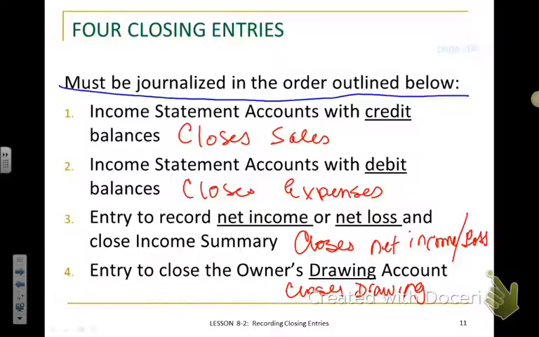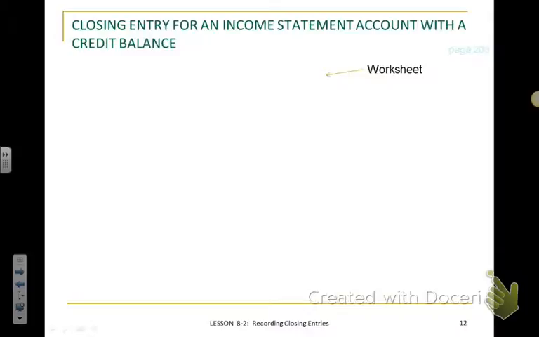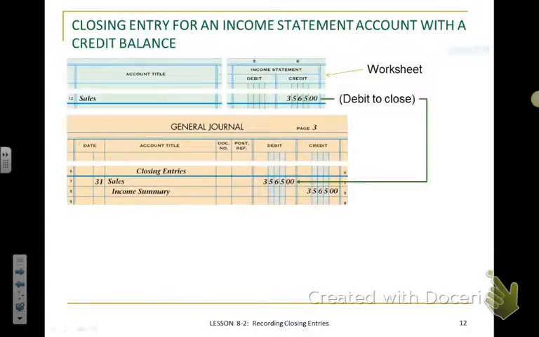Are we good? Go on. So first, we're going to get all this information again from our worksheet. To close our sales, if our balance is a credit balance, we have to debit it. Because if its normal side balance is a credit, to get its balance down to zero, don't we have to debit it? Logically? You with me? Okay. So we're going to debit our sales, and then we're going to credit it to the income summary account.